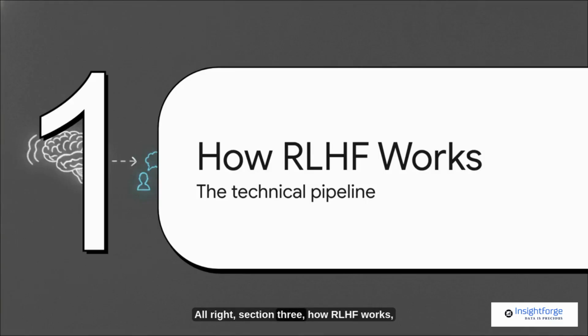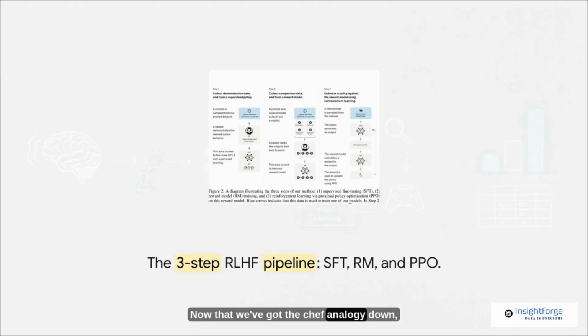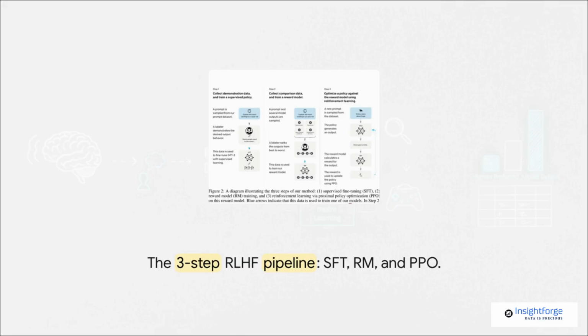All right, Section 3, how RLHF works, looking at the technical pipeline. Now that we've got the chef analogy down, let's look at where the magic actually happens. This diagram brilliantly illustrates the solution. It's Figure 2 straight from the paper. And honestly, if you're going to memorize just one diagram from this entire explainer, make it this one. It perfectly maps out how human data flows directly into the system to guide the AI across 3 distinct steps: SFT, RM, and PPO. Let's break these down one by one.